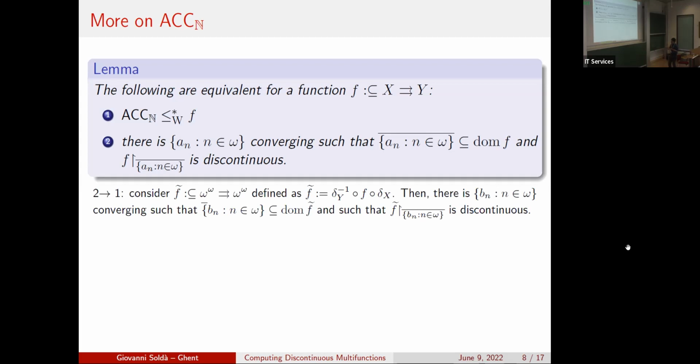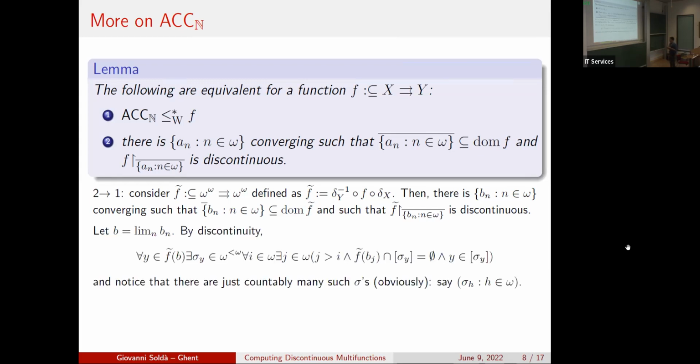The first step is admitting that I'm cheating to an extent, in the sense that I actually want to consider only multifunctions from Baire space to Baire space. How do I do it? I pre-compose and post-compose with the representations of X and Y respectively. If I had a converging sequence in X, I can essentially pull it up and find a converging sequence in Baire space, and then I study the induced function on Baire space, which gives me values on Baire space. Now, what does discontinuity mean?